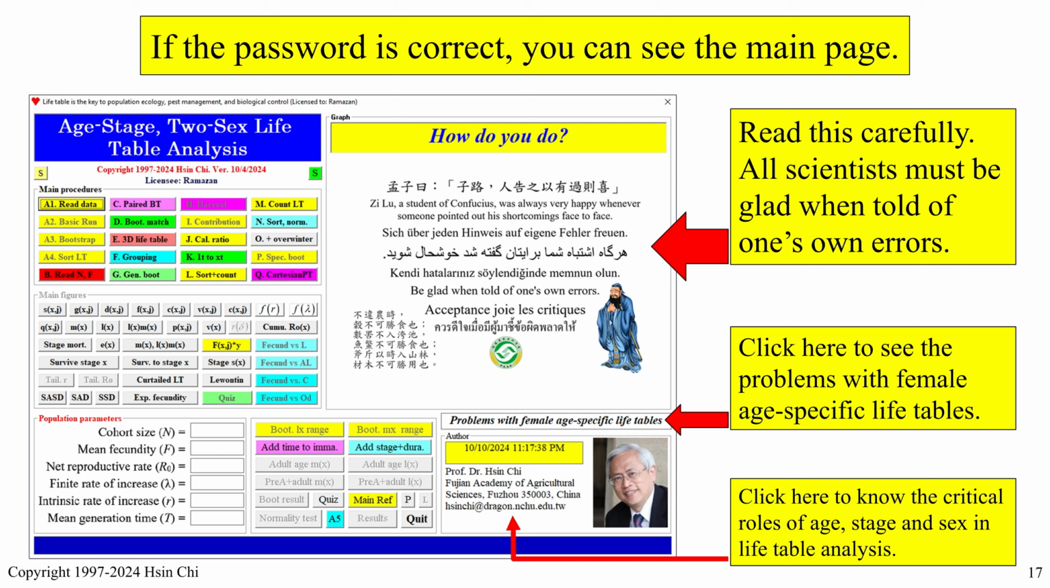If the password is correct, you can see the main page. Read this carefully. All scientists must be glad when told of one's own errors. Click here to see the problems with female age-specific life tables. Click here to learn the critical roles of age, stage, and sex in life table analysis.